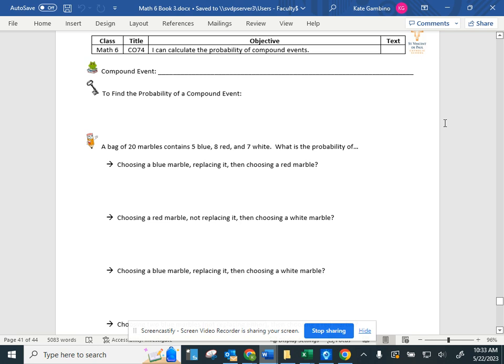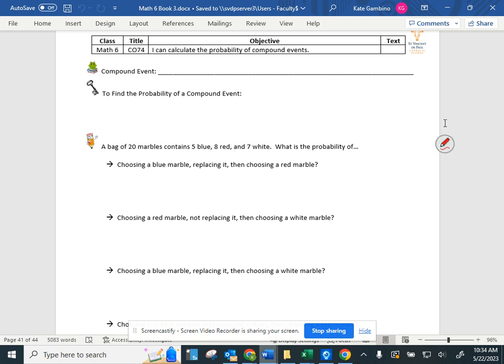Good morning. Today we are continuing working with probability. We did this last time in CO73. Today with CO74, we are adding on to it. So today we are calculating the probability of compound events. So we're going to find out what that means to be a compound event.